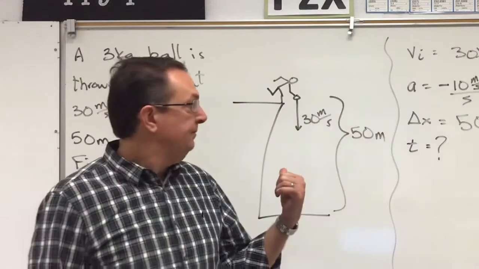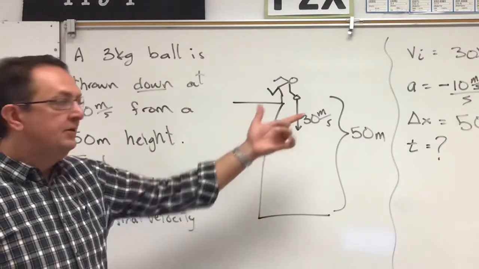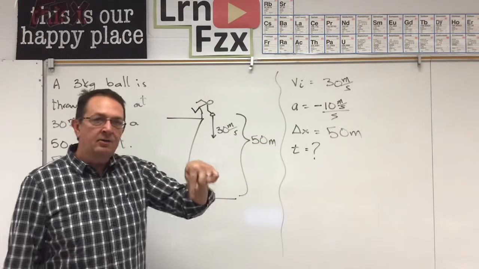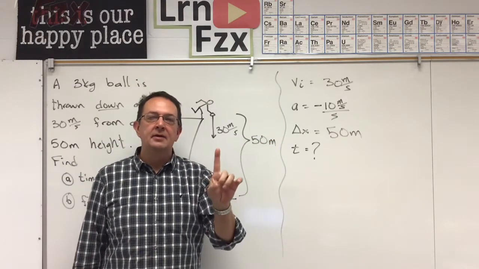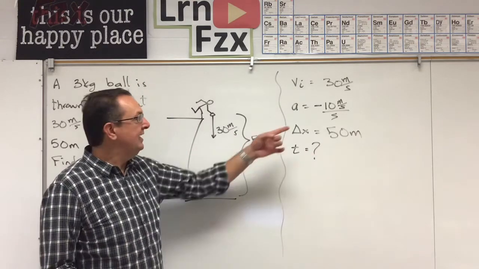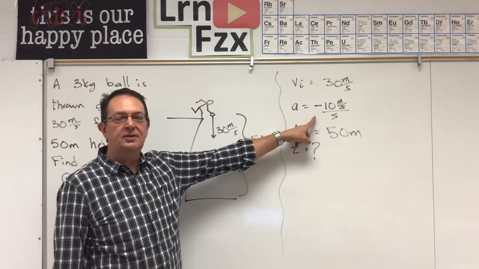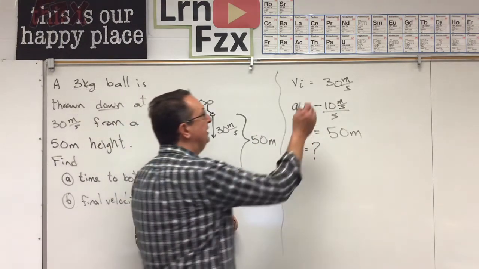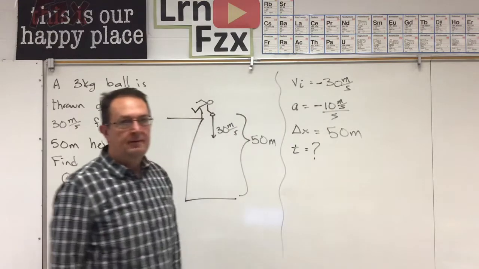Do you see the problem? Do you see what I missed? Do you see what you are going to miss also? Now, in this situation, down is negative, up is positive. Thrown down, that's in the same direction as the constant acceleration of gravity. So if you're using down as negative and up as positive, this velocity is also a negative value.